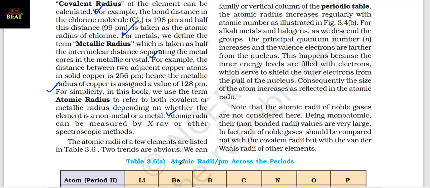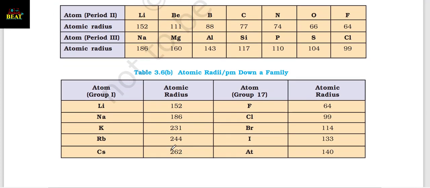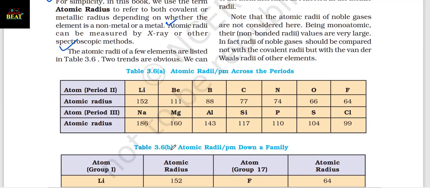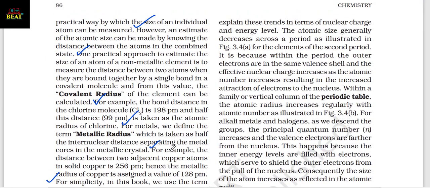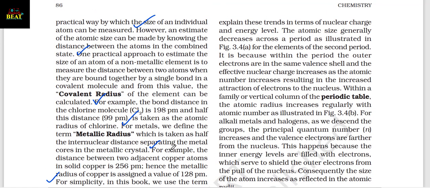Atomic radii can be measured by X-ray or other spectroscopic methods. The atomic radii of a few elements are listed in table 3.6. Two trends are obvious. We can see them in table 3.6a and 3.6b. One is atomic radii in pm down a family, and one is atomic radii in pm across the periods. We can explain these trends in terms of nuclear charge and energy level.